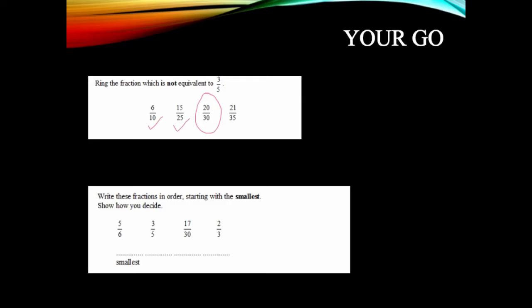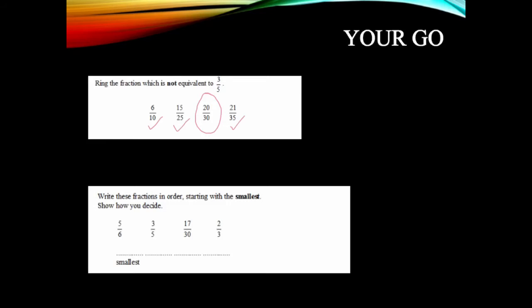Before we move on, let's just check, because sometimes these questions have more than one answer. What can I times 3 by to get to 21? That's 7, and 7 5s are indeed 35, so that one works as well. So I've put a circle around the fraction which is not equivalent.